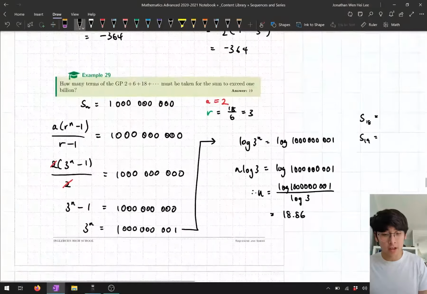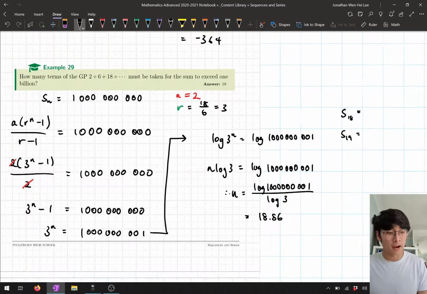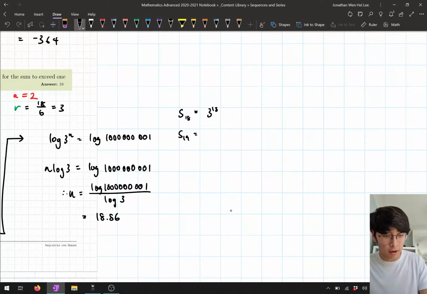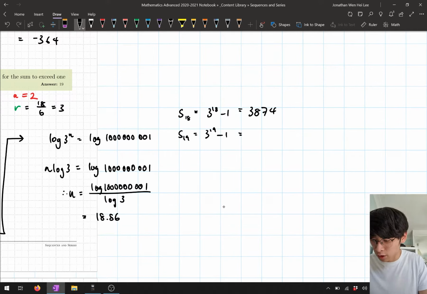So let's actually put these into our formula. The formula that we had was the partial sum is equal to 3 to the power n minus 1. So this is 3 to the power 18 minus 1 and 3 to the power 19 minus 1. And so 3 to the power 18 minus 1 is equal to 387,420,488. And if you have a look, how many digits is that? 1, 2, 3, 4, 5, 6, 7, 8, 9. So it's not quite 1 billion.